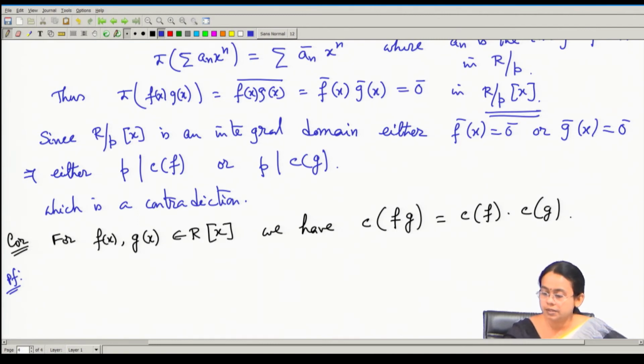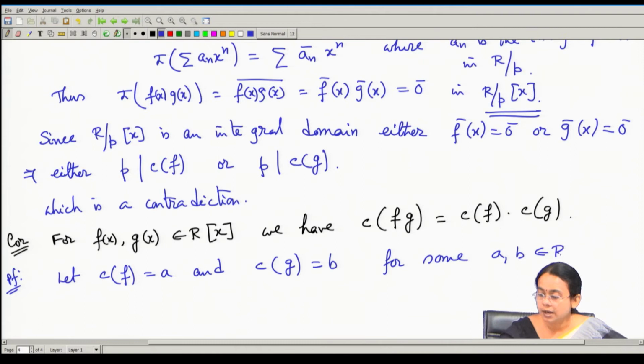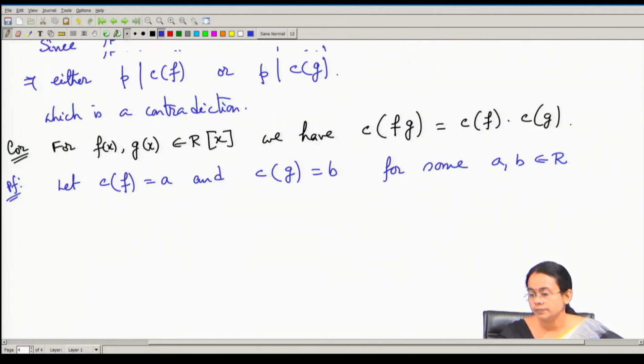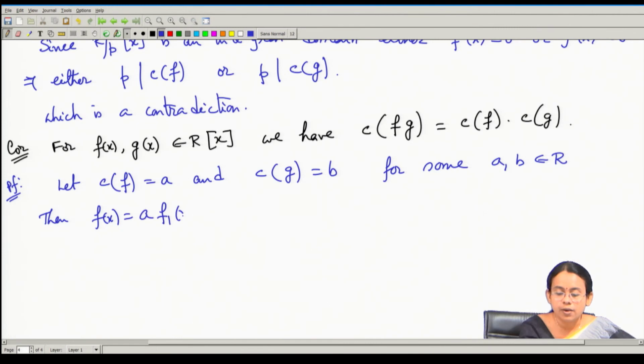Suppose the content of f is equal to A and the content of g is equal to B for some A and B in R, because the content is nothing but the GCD of the coefficients, and the coefficients are in R, so these contents are elements of R. Now we have to prove that the content of their product is equal to A times B. Since the content of f is A, I can write f as A times some f1(x), and f1 will be primitive because I have already taken out the GCD.